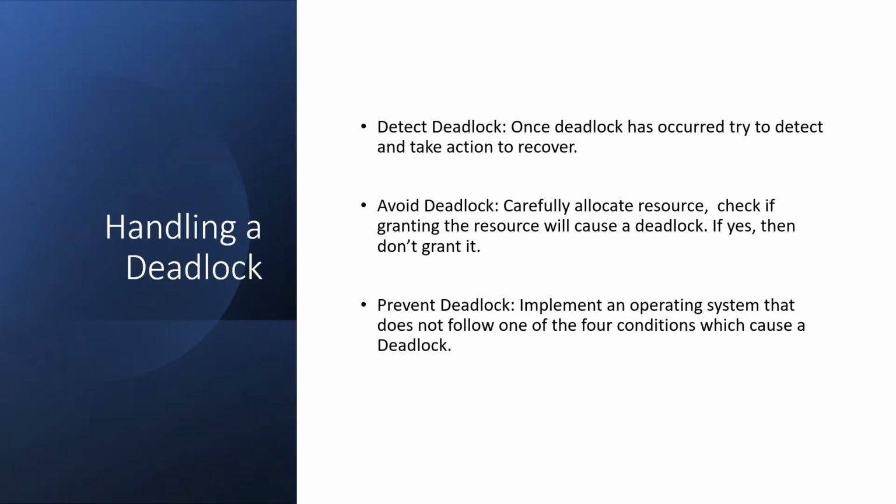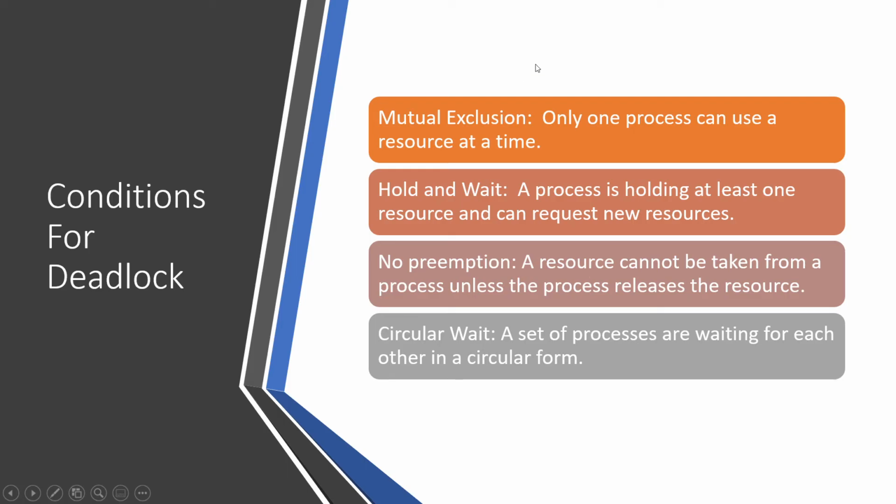So how do we handle a deadlock? There are three ways to handle a deadlock. Detect a deadlock: once a deadlock has occurred, try to detect it and take action to recover. Avoid deadlock: carefully allocate resources, check if granting the resource will cause a deadlock. If yes, then don't grant it. And prevent a deadlock: implement an operating system that does not follow one of the four conditions which cause a deadlock. So these are the four conditions we're talking about.